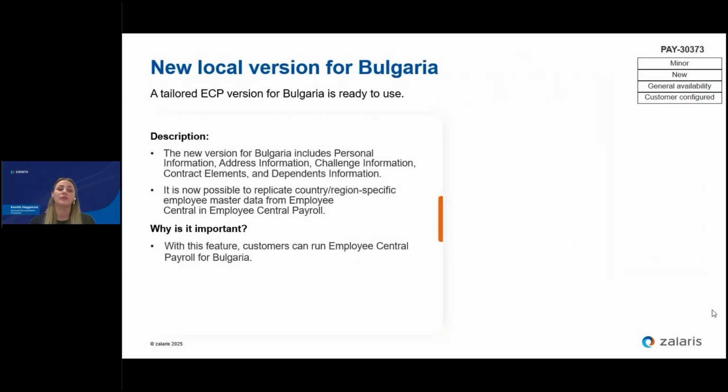And now over to our last change for payroll. There's a new local version for Bulgaria, which includes key data like personal info, address, contract details, and dependents. You can now replicate country-specific employee data from Employee Central to Employee Central Payroll, making it possible to run payroll for Bulgaria. Just a quick heads up, this change requires two specific support packages to be installed first. So once these are released, the full documentation will be available too.